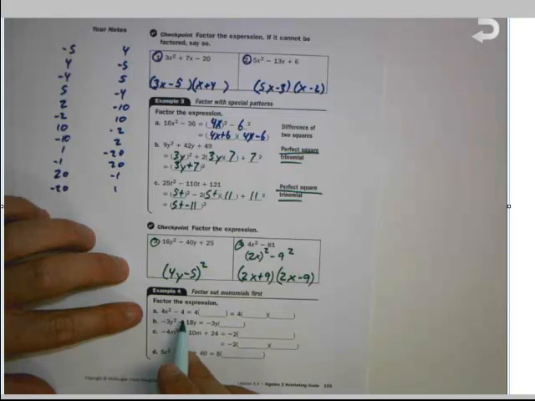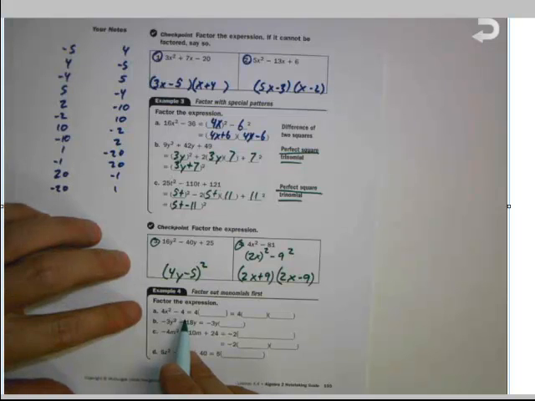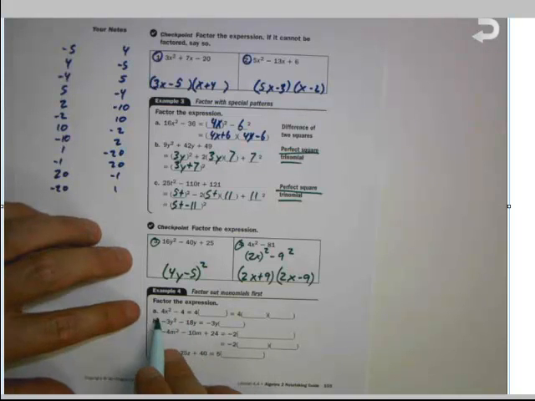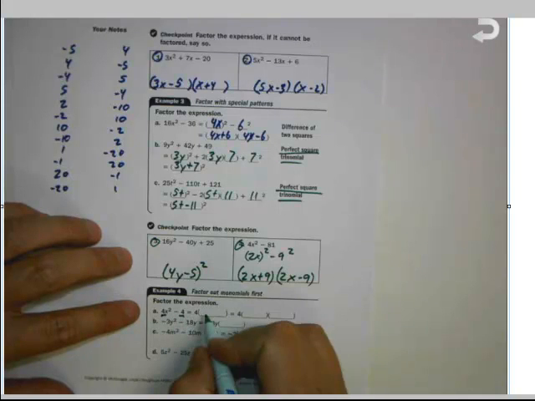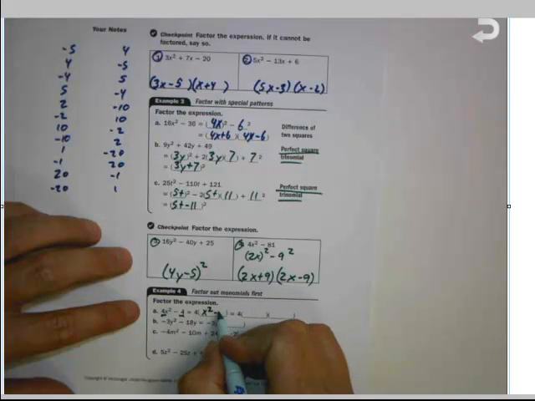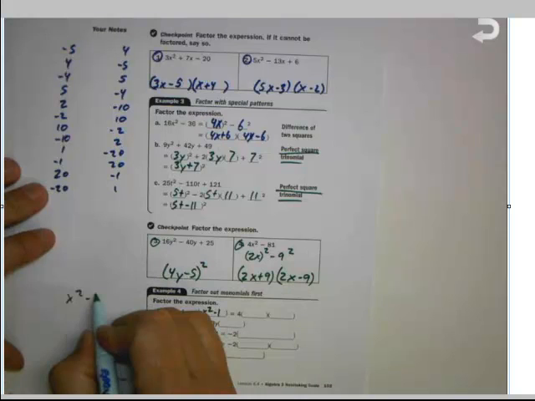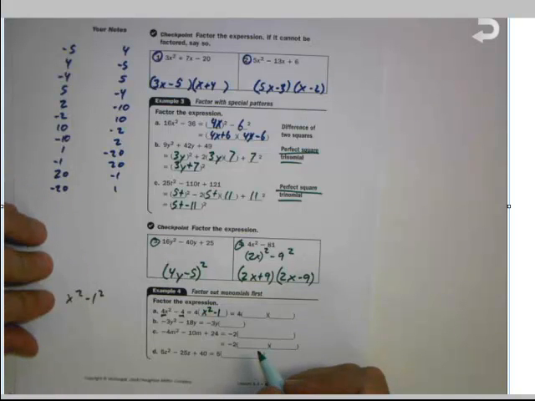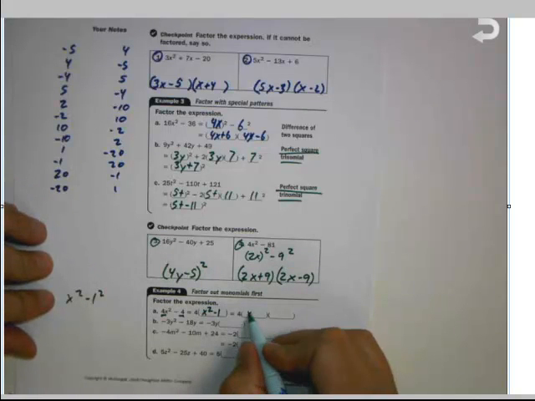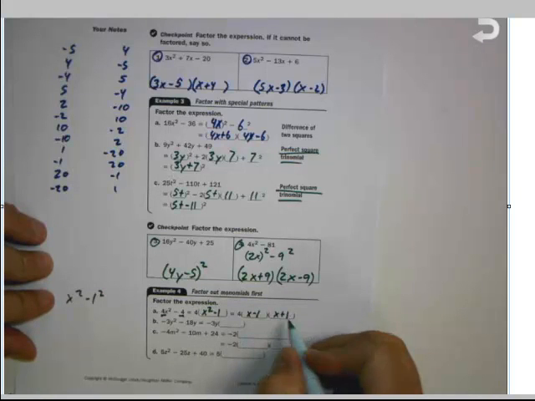Take a look at these next examples that we're going to go over really briefly here. 4x squared minus 4. Well, notice that 4 is in both of them, so I'm going to divide 4 out of there, and I'm going to get 4 times x squared minus 1. Well, x squared minus 1 is a difference of squares. That's a perfect square, so I end up with 4 times x minus 1, x plus 1.